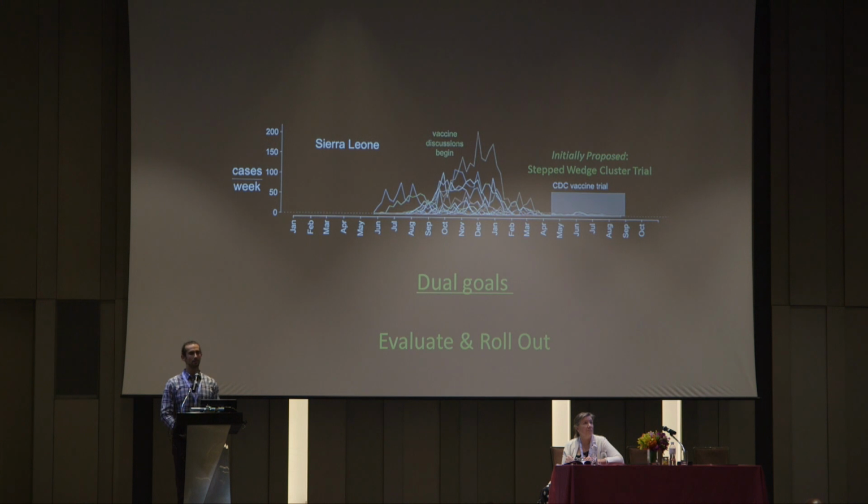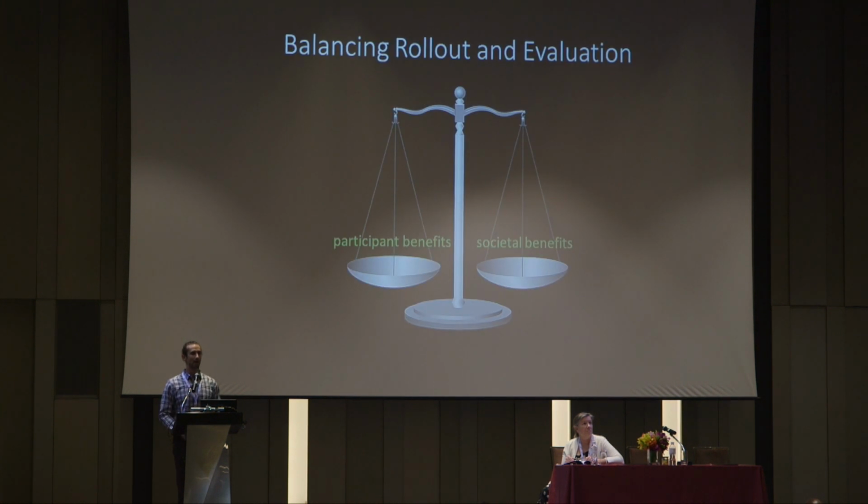And the CDC in particular wanted to do a stepped wedge design so that they could both roll out the vaccine and evaluate it at the same time. And that idea was proposed at the peak of the epidemic, but the actual trial was started later. And they didn't do a stepped wedge, but the motivation was really that you wanted to balance these participant benefits, to give everybody the vaccine, with the societal benefits to actually evaluate a vaccine rigorously and have information that can save lives later on.